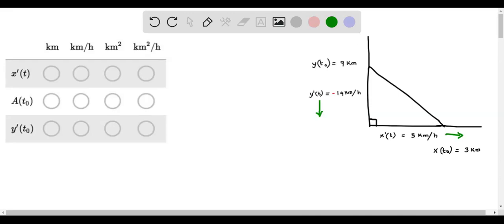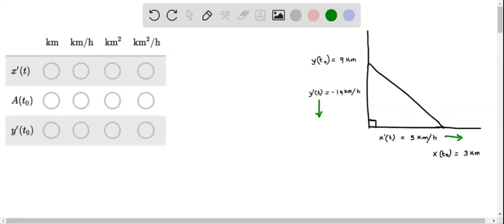We will now determine the rate of change of area of the right triangle when one leg is increasing at a rate of 5 kilometers per hour and another leg is decreasing at a rate of 14 kilometers per hour. Since the other leg is decreasing, I have to indicate this with a negative sign.